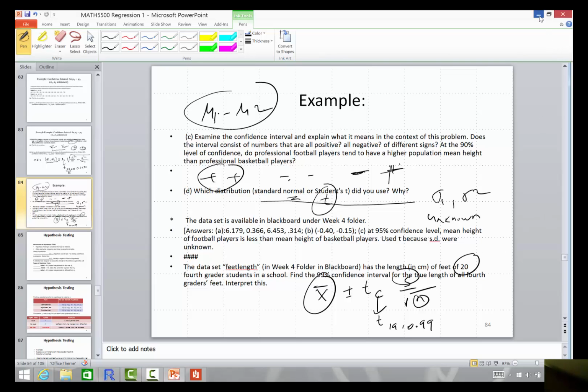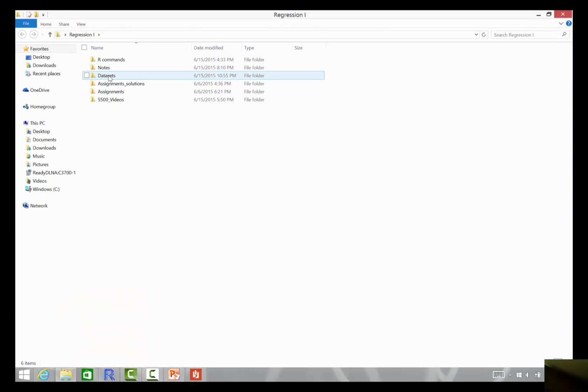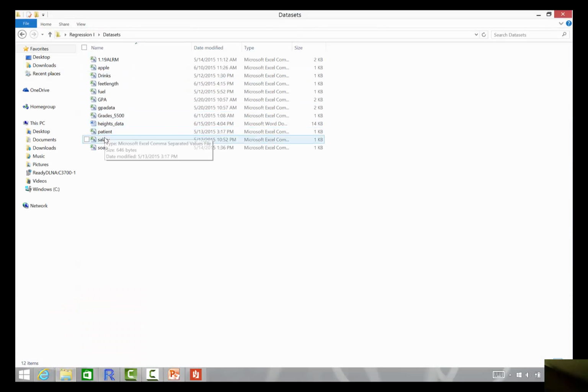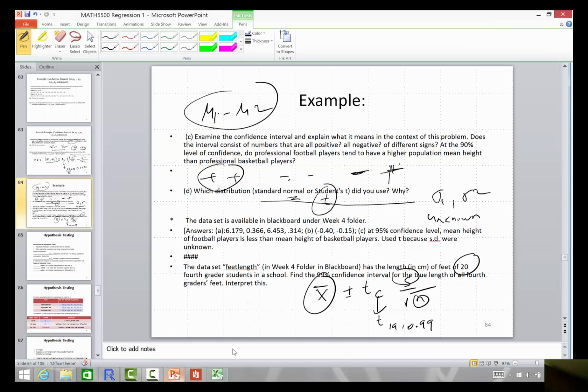There is something I wanted to tell you. I will show you how the data looks. The data is right here. Feet length, this is the data I have put in Blackboard. Remember, the problem here does not tell you that the data is normal. The question does not say the population is normal, and the sample size is small.